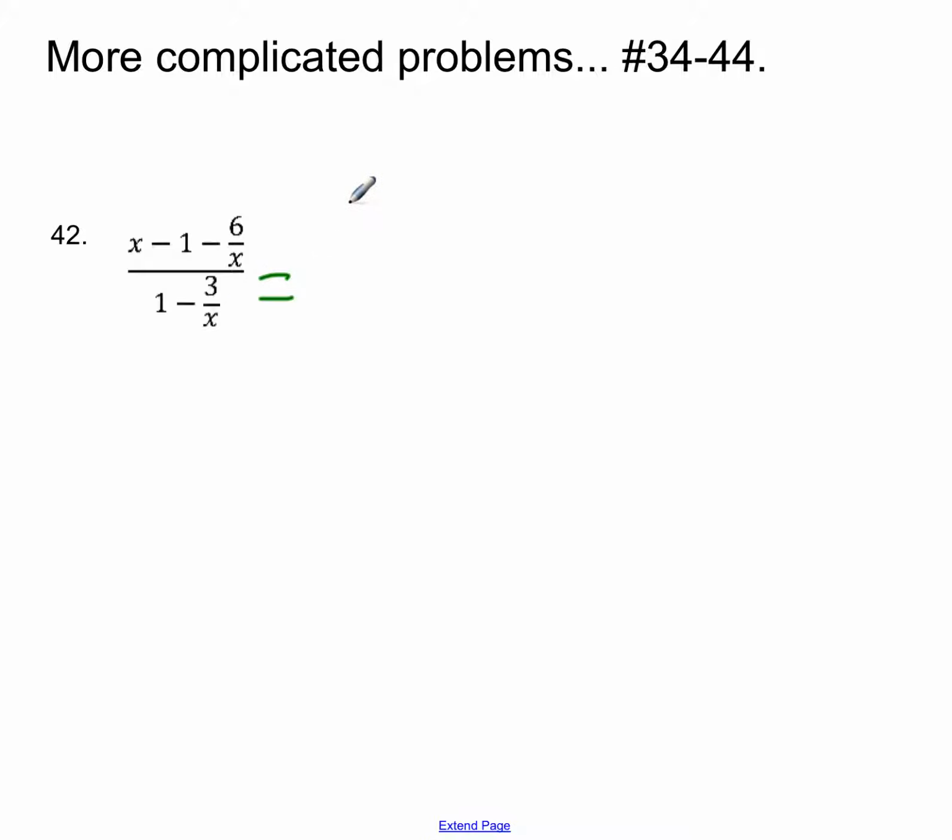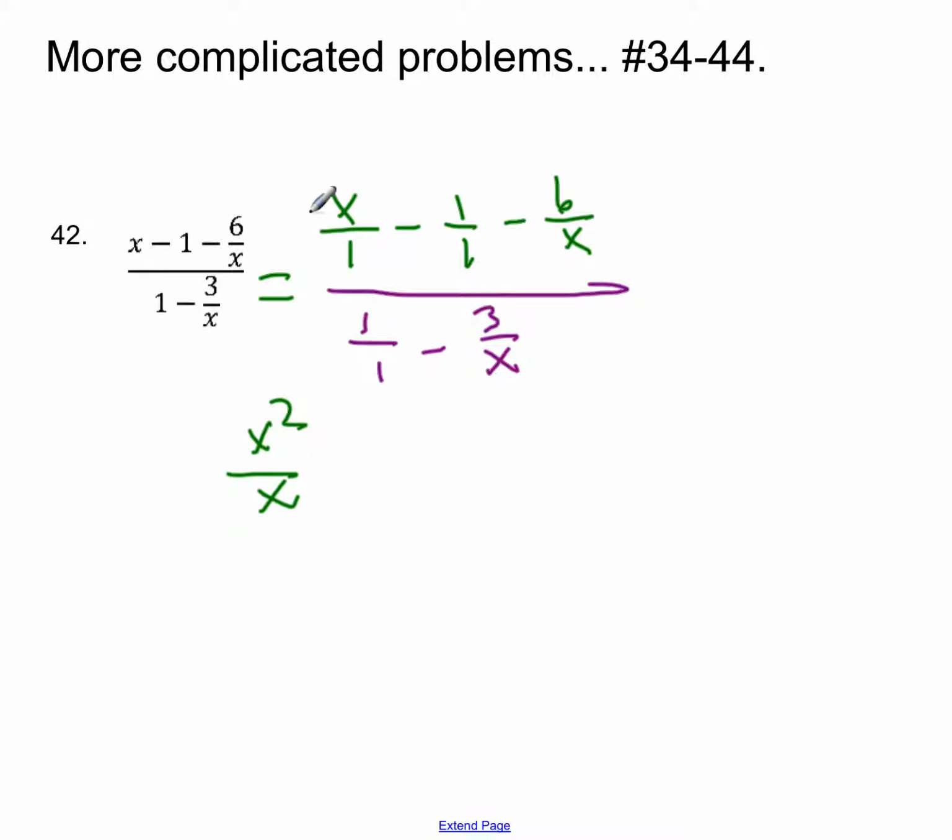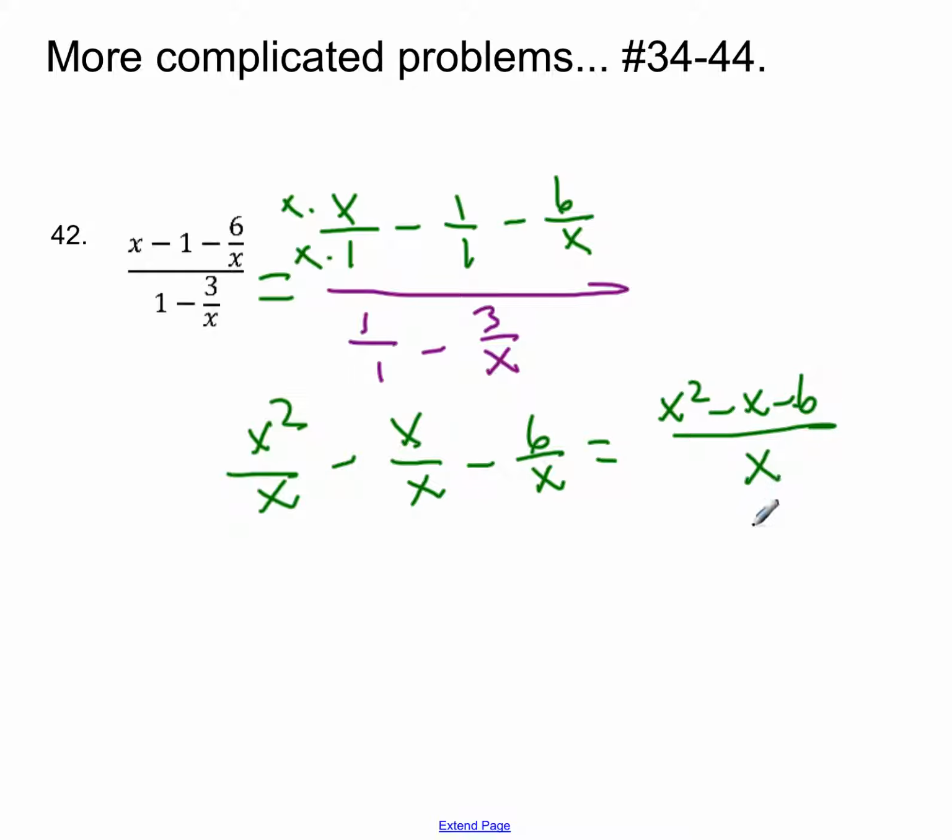So let's make this all have denominators of 1. And then let's make my denominator have denominators of 1. Now I'm going to need to make a common denominator for the top and a common denominator for the bottom. In this case, I think x is going to work. So on the top, I'm going to have x squared over x because I'm multiplying by x and x. Here I'm going to have x over x, and here I'm going to keep that as is. So my numerator becomes x squared minus x minus 6 over x.